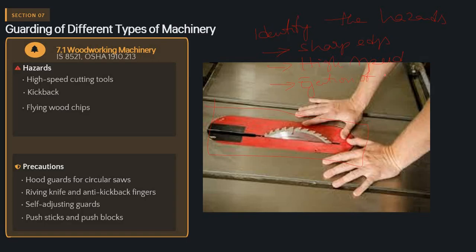Wood pieces will be ejected during the cutting, flying off. Flying off wooden pieces, right or wrong? Or if you have any questions, let me know. So flying of wooden pieces, this is a hazard, right? So now we have identified a hazard here.